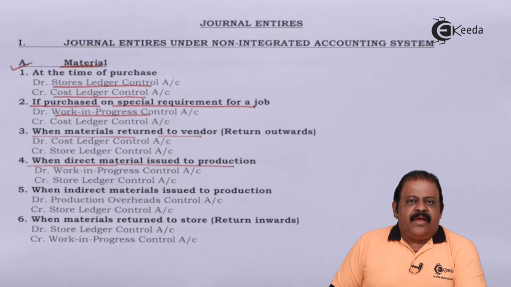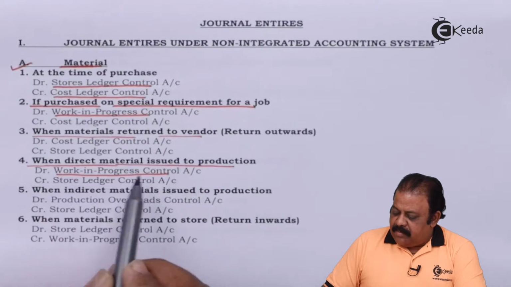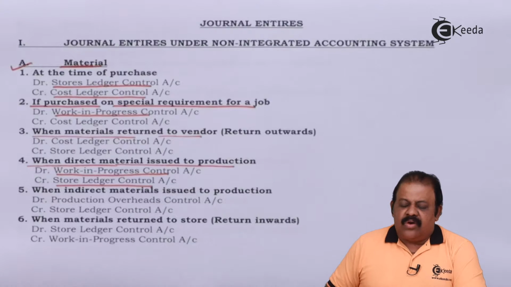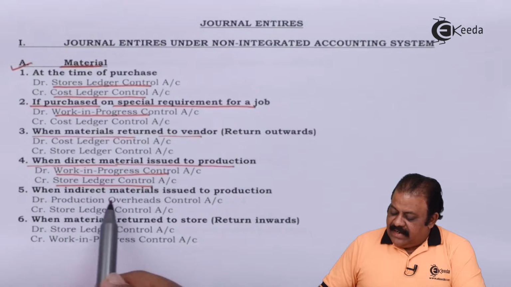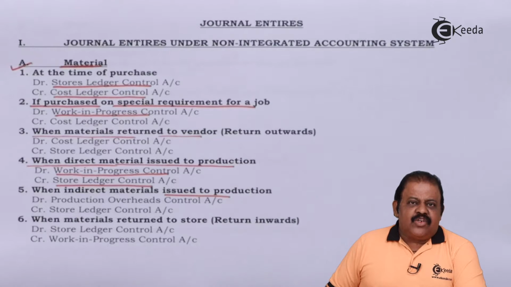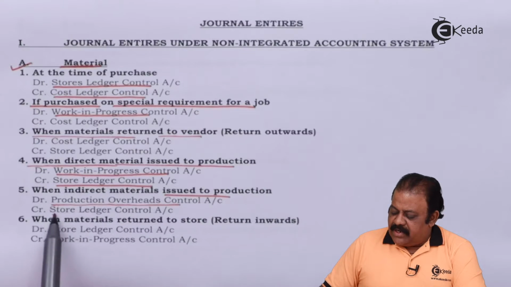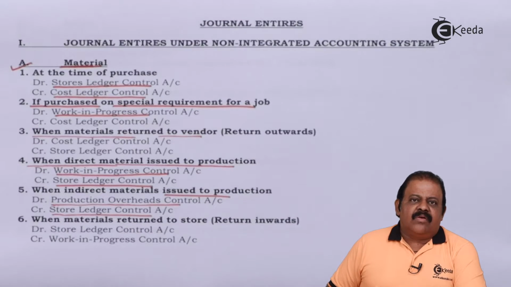When direct material is issued to production from stores, materials are issued to jobs for processing. Here we are going to debit work in progress account and credit stores ledger. Work in progress control account debit, stores ledger control account credit. When indirect material is issued to production, it will be treated like overheads. Production overheads control account debit, stores ledger control account credit.